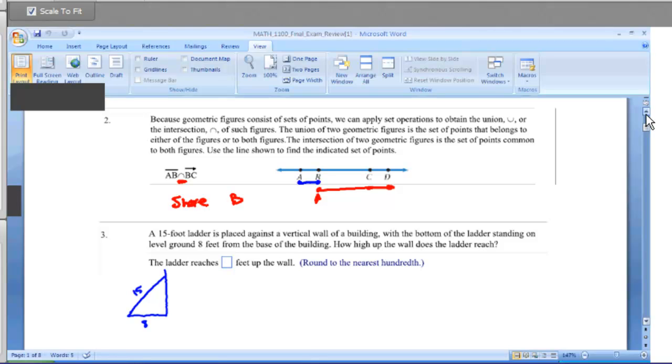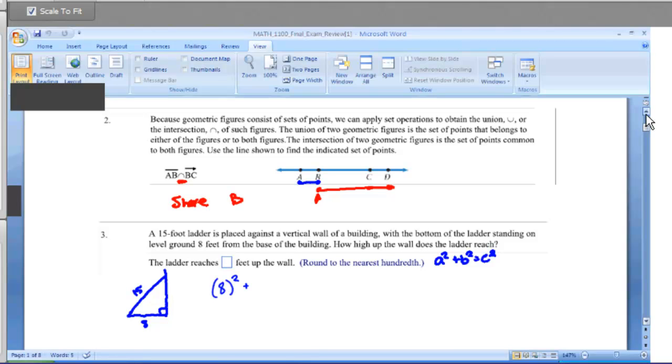So 8 feet away. Hopefully you recognize this is a right triangle, and we're going to use the Pythagorean theorem. So a squared plus b squared equals c squared. A and b are legs, or the shorter sides of the right triangle, and c is the hypotenuse, or the longest side of the right triangle. So it doesn't matter. The 8 is a leg. It can be a or b. I'm going to choose to substitute it in for a.